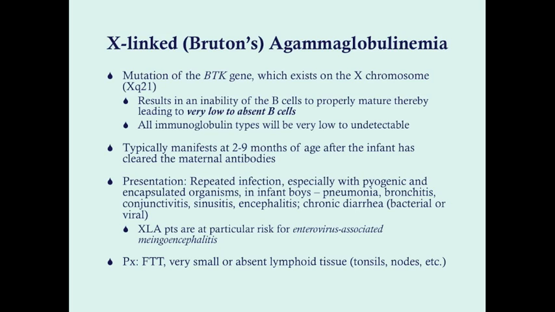And lymphoid tissue is full of B cells. And if you don't have B cells, you're not going to have hardly any lymphoid tissue. It's going to be very small or absent. And so you will not note lymphoid tissue. And certainly this child won't have lymphadenopathy because they don't have lymphoid tissue. So even when there is an infection, there won't be lymphadenopathy.